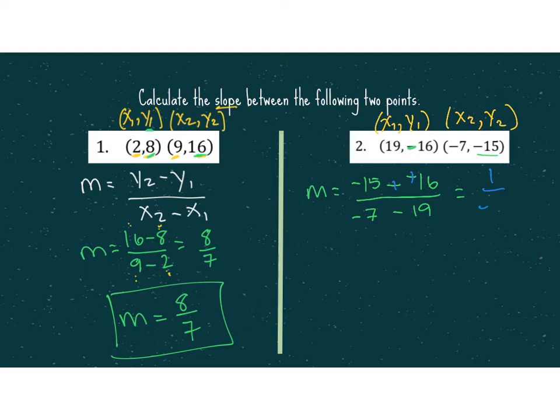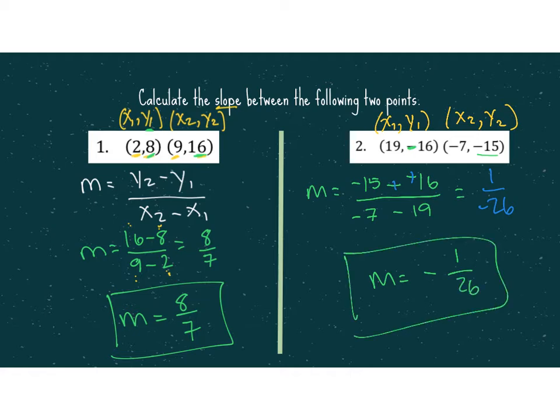So my slope here, where's my undo? I know there is one, there it is. Negative 16. My slope here ends up being negative 1 over 16.